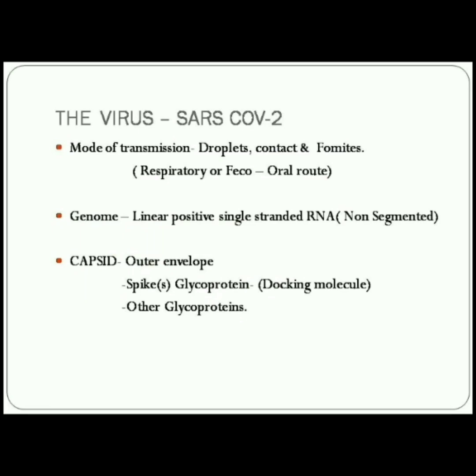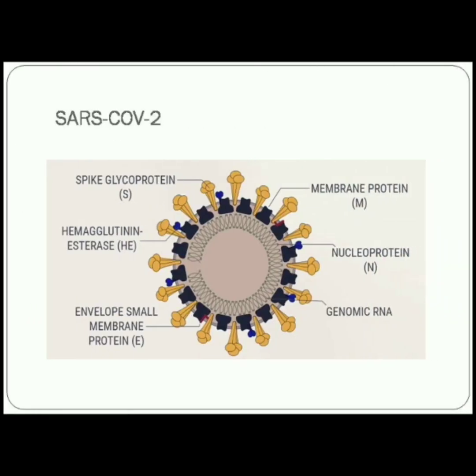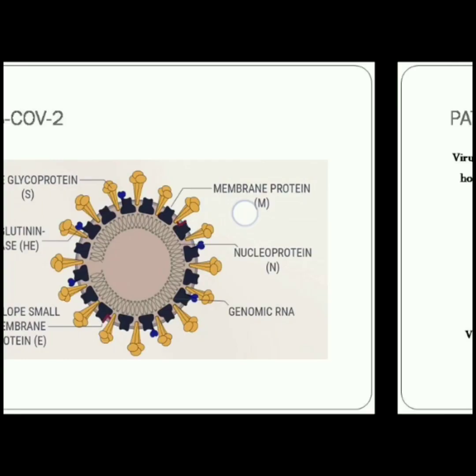Now, a few points about the virus. The mode of transmission can be through droplets, contacts, and also fomites. The virus can enter through either the respiratory or fecal-oral route. The genome is linear, positive-sense, single-stranded, non-segmented RNA, and the outer envelope is made up of glycoproteins. The most important glycoprotein is the spike glycoprotein, which the virus uses as a docking molecule. This is the schematic representation of the virus.